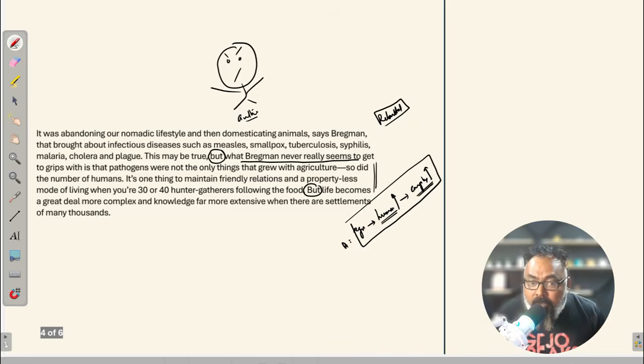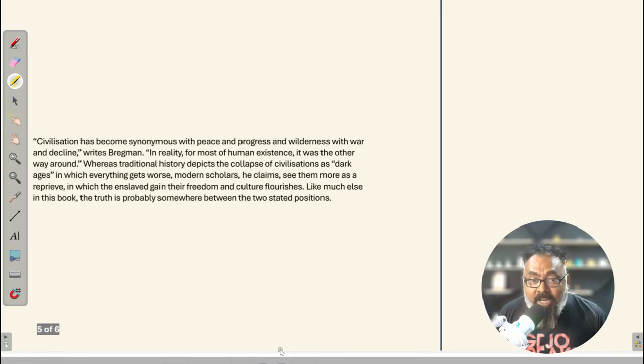Where is the author going? Now, once the author said this, the author has to give support. Bold of the author. Life became a great deal more complex and knowledge far more extensive when there are settlements of many people. It is so easy to chill at 30 people, but civilization grew, people grew, and that's what the complexity was. The author has to support this. That has to be the next paragraph. It has to be.